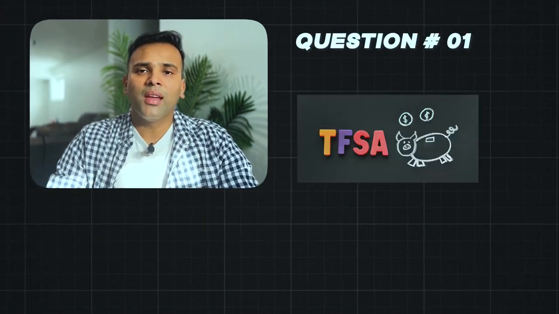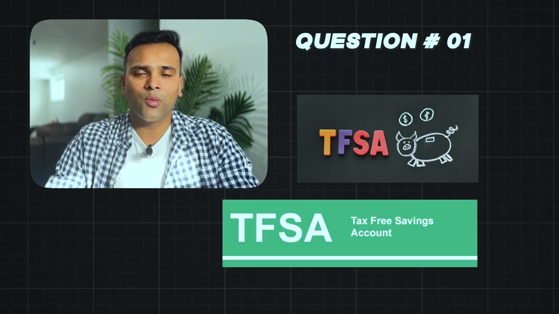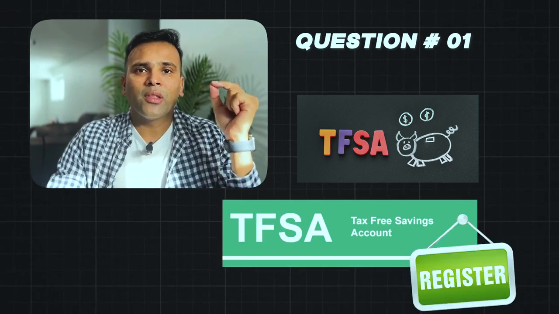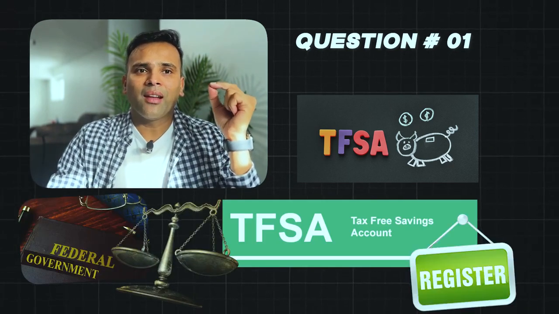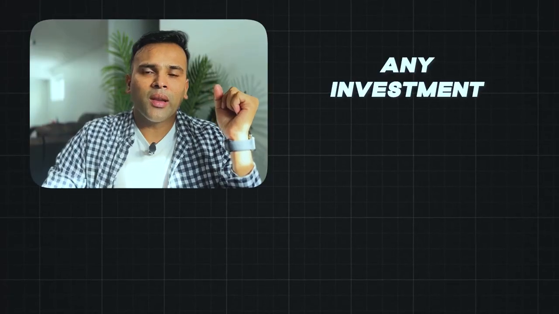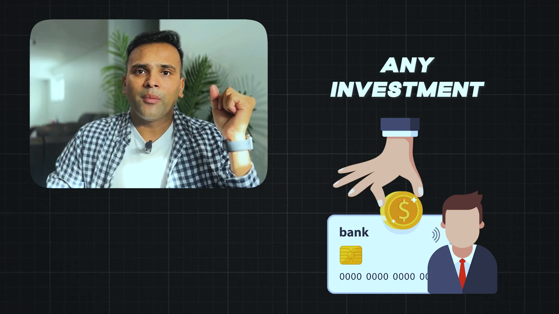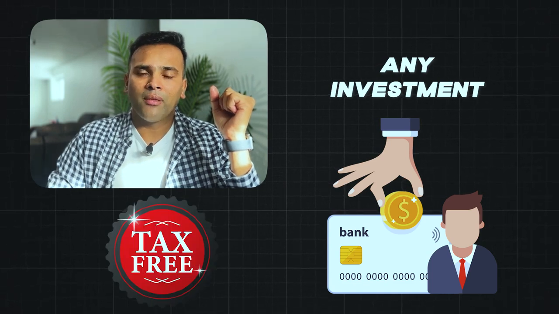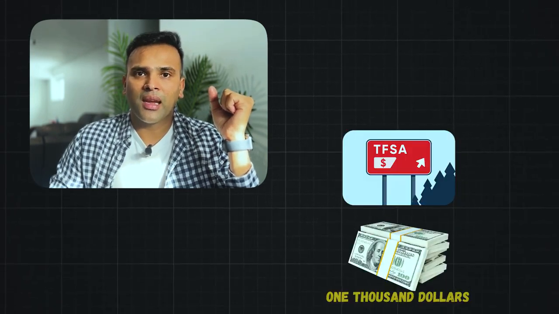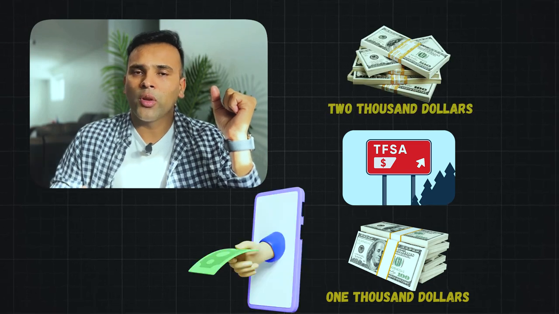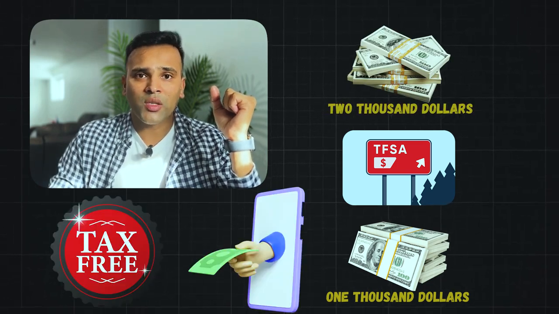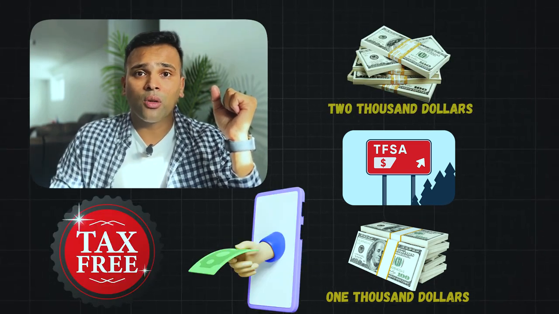What is TFSA? TFSA is a tax-free savings account, and that is a registered account with the federal government, meaning that any investment that you make in that account will be tax-free. Meaning, let's say you have $1,000 you put in the TFSA and then it grew to $2,000. When you withdraw that $2,000, it's going to be tax-free. This is the simple language of TFSA.